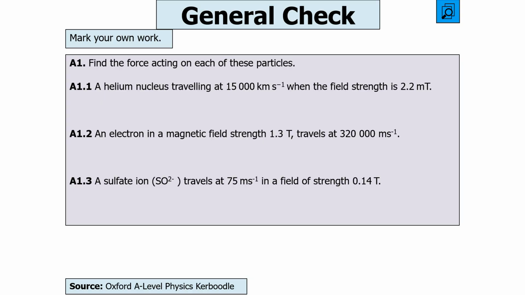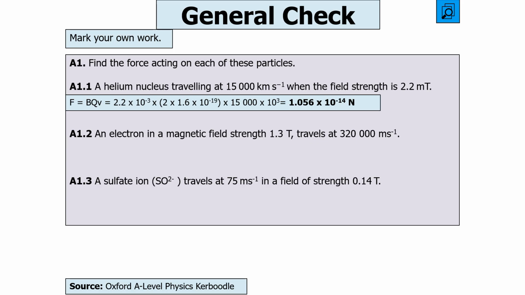Right, for each of these, this is the general equation for a force on a charged particle: F equals BQV. So in the first one, it's 2.2 times 10 to the minus 3 times 2 times 1.6 times 10 to the minus 19, because a helium nucleus has a charge of plus 2, times 15,000 times 10 to the 3, which is 1.056 times 10 to the minus 14 newtons.